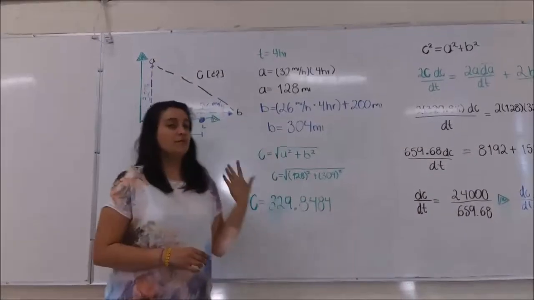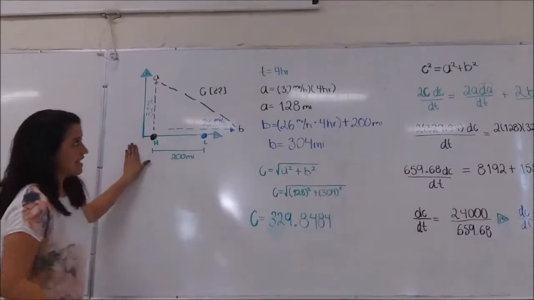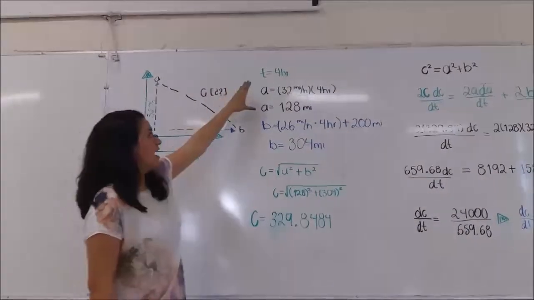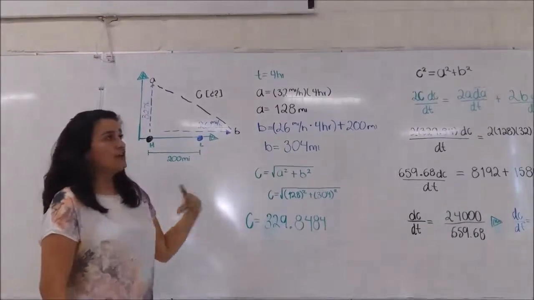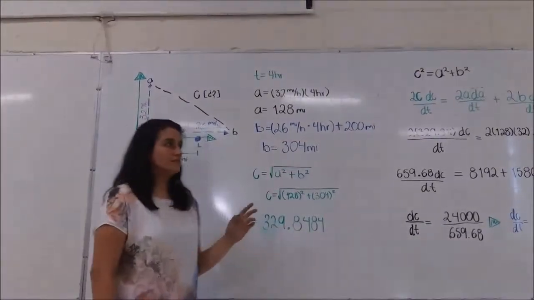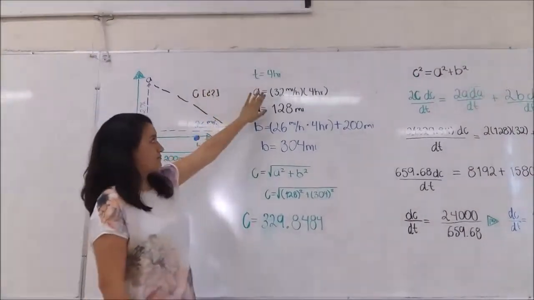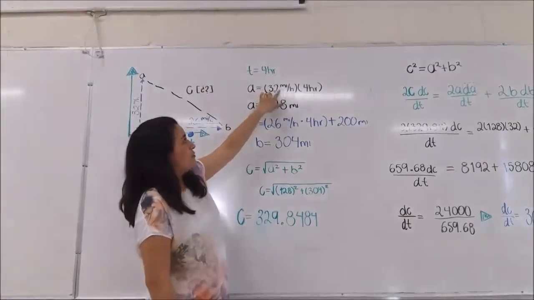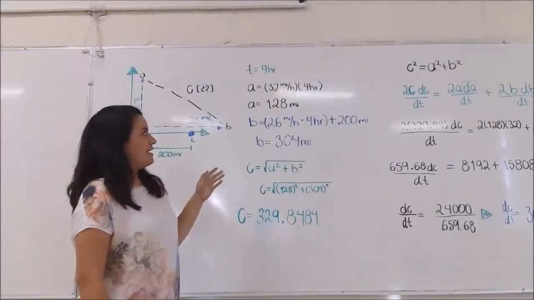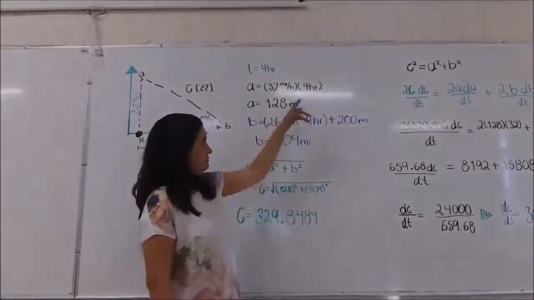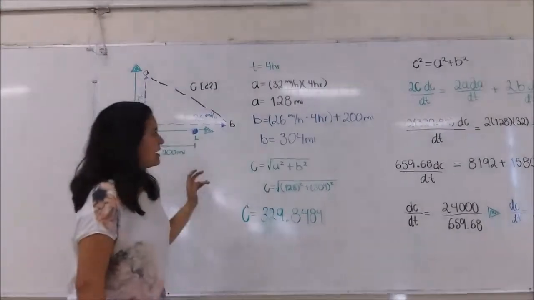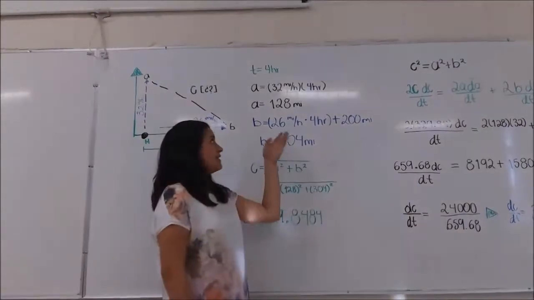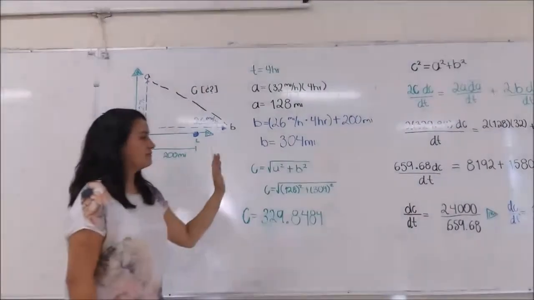I'm going to explain the procedure of our problem, where this is a sketch, and we have the time that is 4 hours, and we have the category A and the category B. To get the value of the category A, you have to multiply the velocity, that is 22 miles over hour times 4 hours. And you get 128 miles because the hours get simplified.